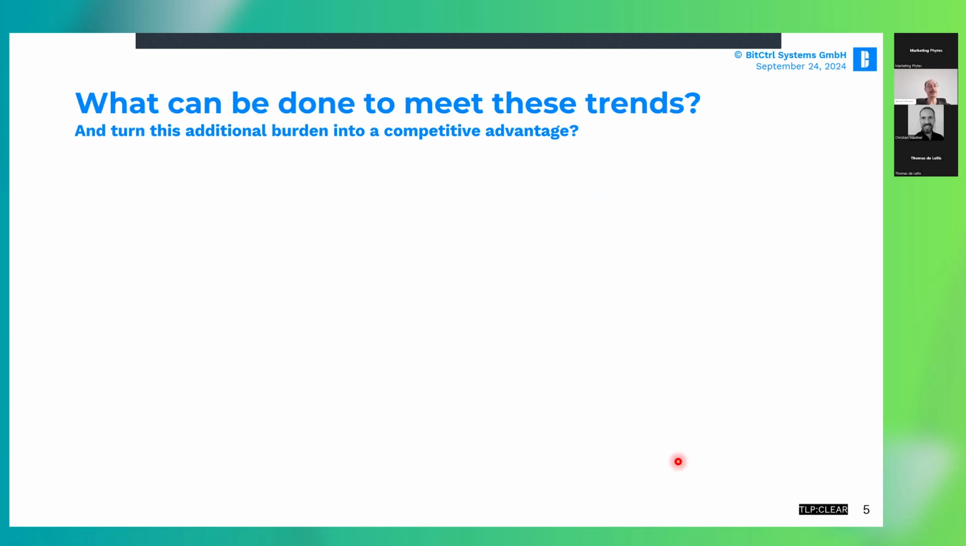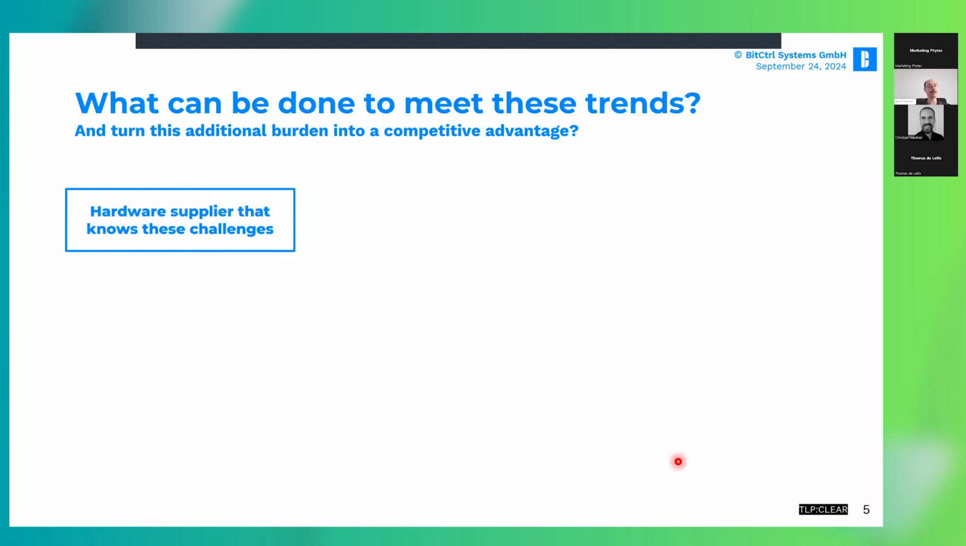What can you do to meet these trends? And more importantly, is there a way to turn what looks like an additional burden into a competitive advantage? As a hardware supplier, you need to know these challenges, which means you need to supply system on modules with the latest SoCs, board bring-up support, and all this backed by the SoC manufacturer itself.